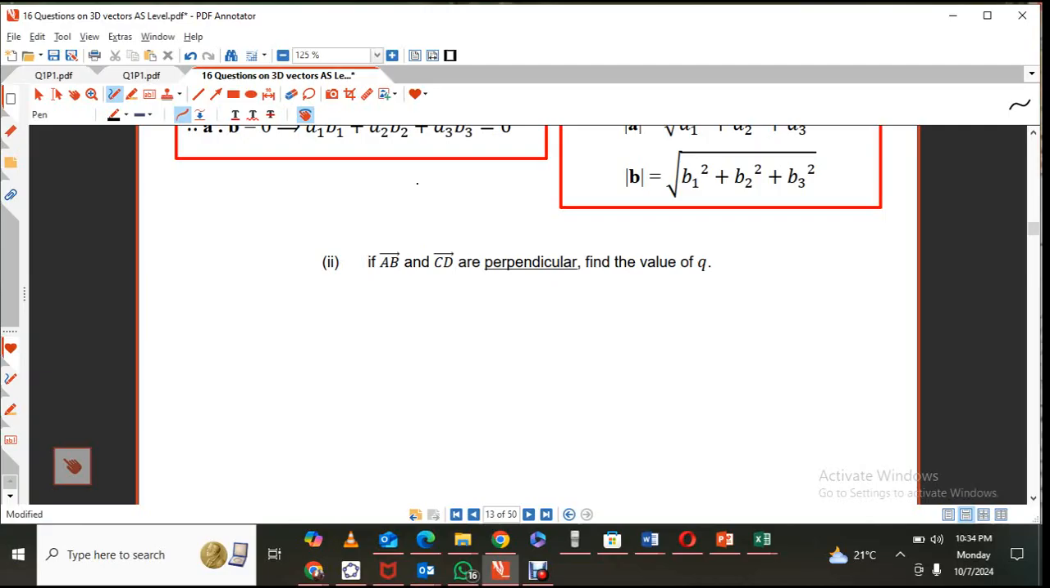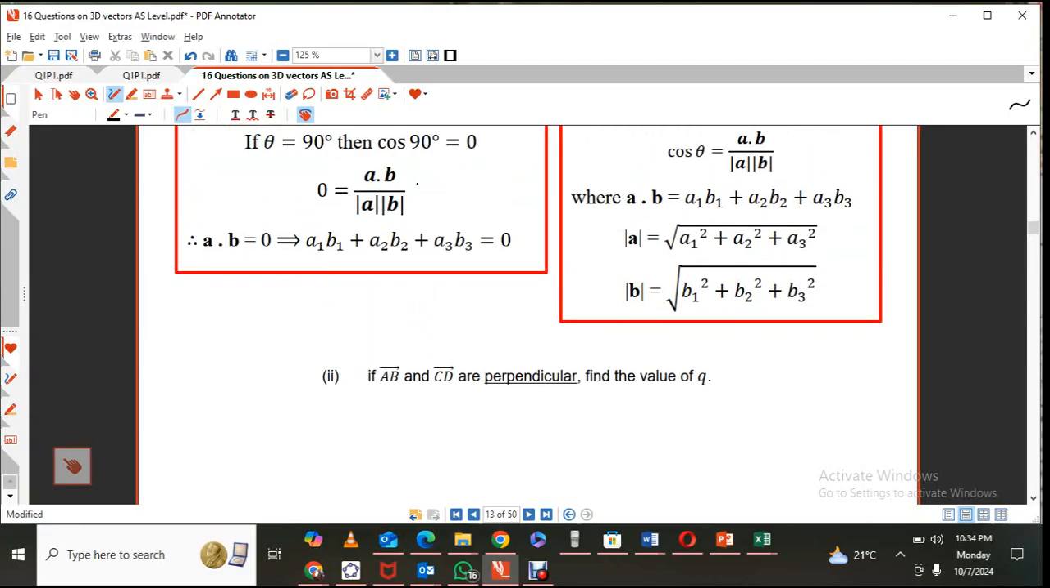So I have the formula over here, so that you know that if vectors are perpendicular, then the angle is 90 degrees. And when you plug in cosine of 90, you're going to get 0. So therefore, if you have the dot product of A, or the magnitude of vector A times the magnitude of vector B, that should give you 0.